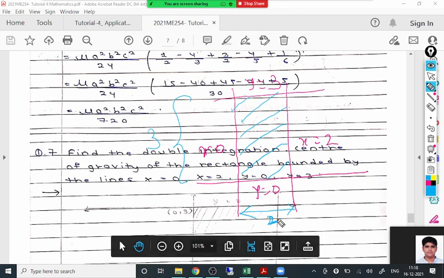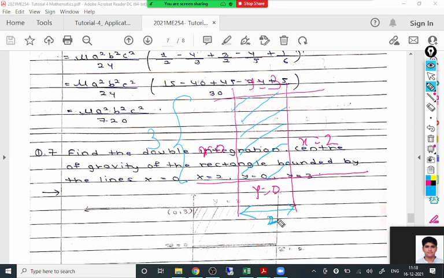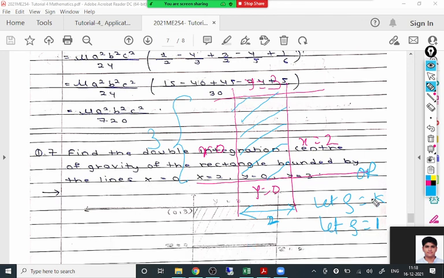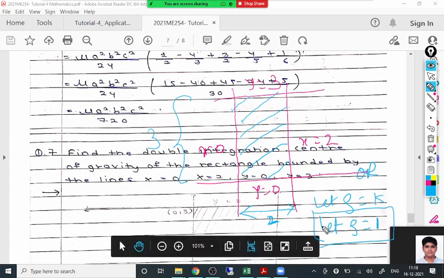We want the center of this rectangle, and density is a constant because density is not given anywhere. So we can assume density is a constant k, or we can assume density as 1. You can start with either statement, let rho equal to 1, or let rho be k. Your answer will come the same. Whenever the density is not given, it's better to assume it as 1 only.